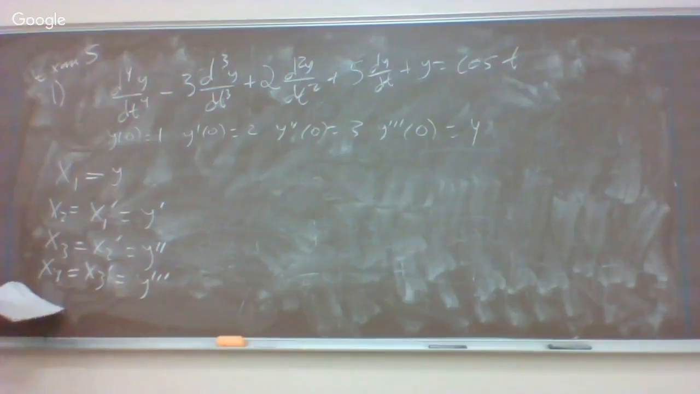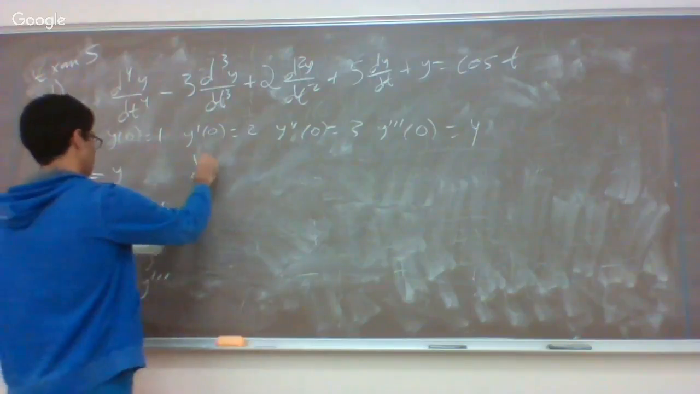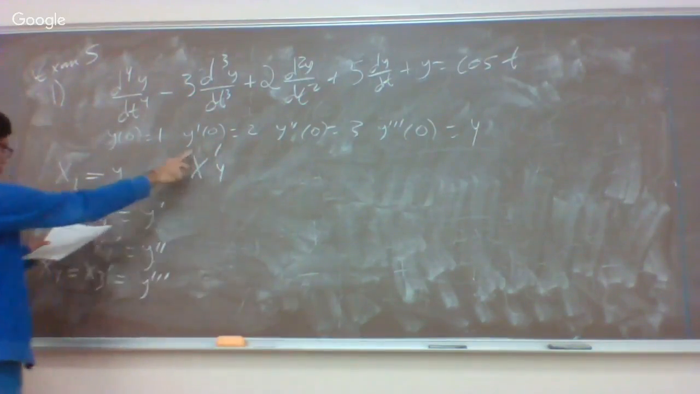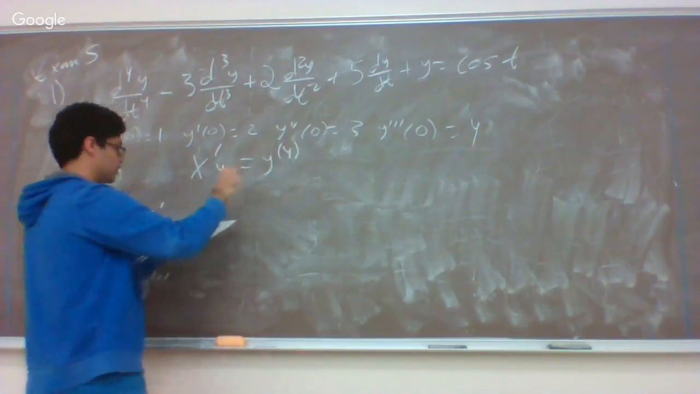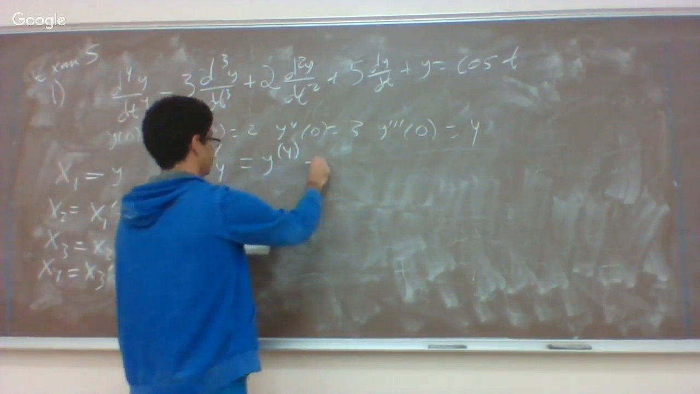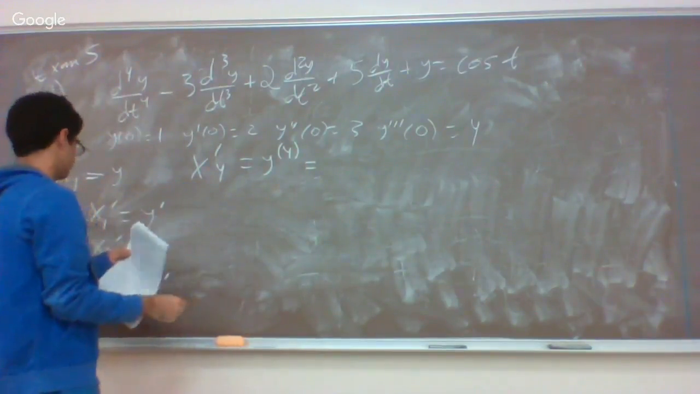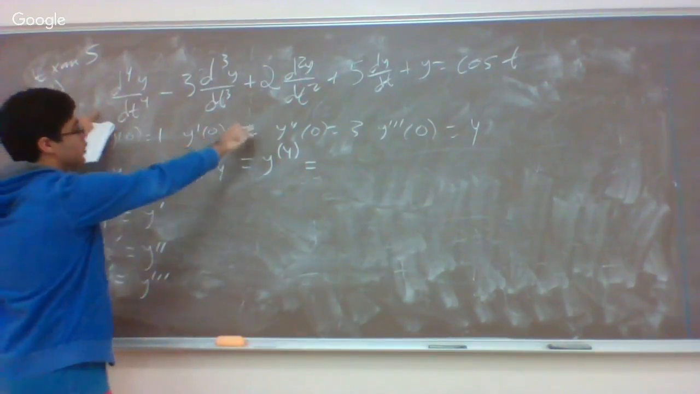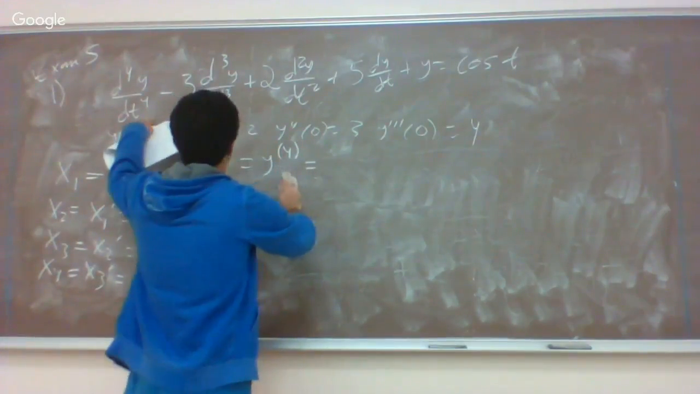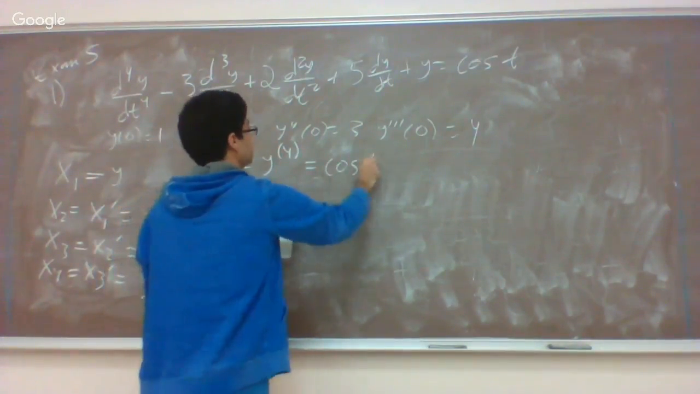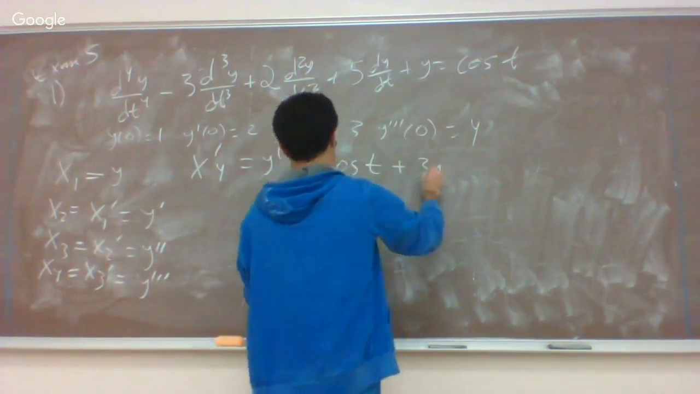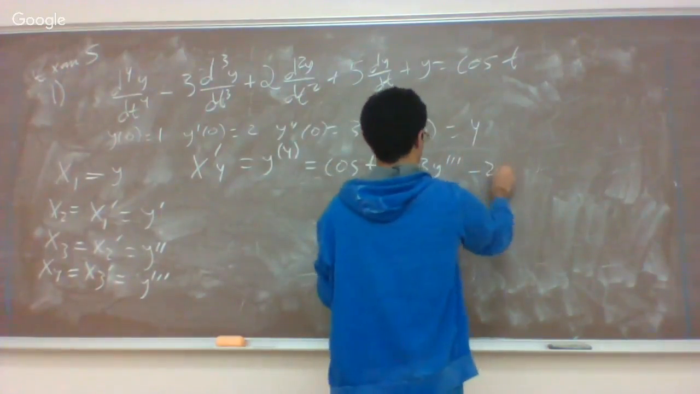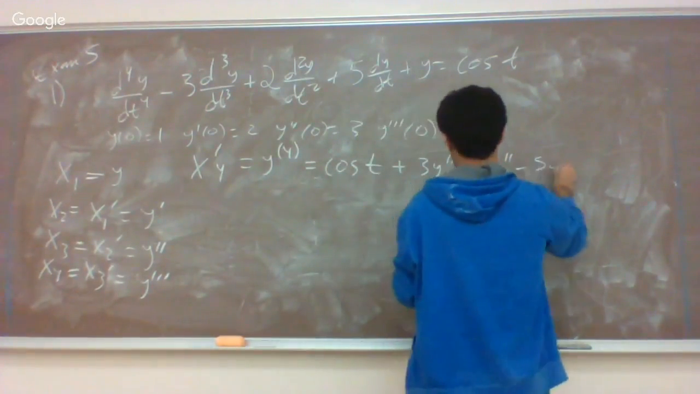And we don't create an x5 variable. We say that x4 prime is equal to y fourth derivative. This is our equation, the y fourth derivative, we solve for that, so cosine of t plus y triple prime minus 2y double prime minus 5y prime.